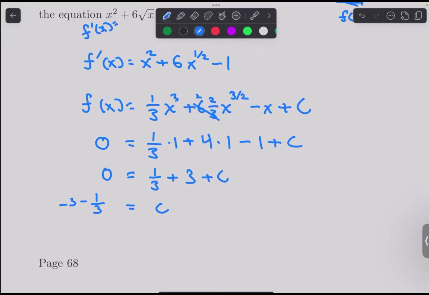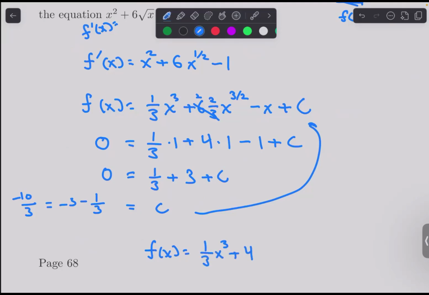And again, if you'd like to, you can spend some time simplifying this, right? -3 would be the same thing as -9/3. If we subtract away 1 more, this is going to be -10/3. But you can also leave it and plug it into our homework system as -3 minus 1/3. So that's also perfectly fine. But I'm going to go ahead and plug this in up here and write down my final answer. So f of x is equal to 1/3 x cubed plus 4x to the 3/2 minus 10/3.